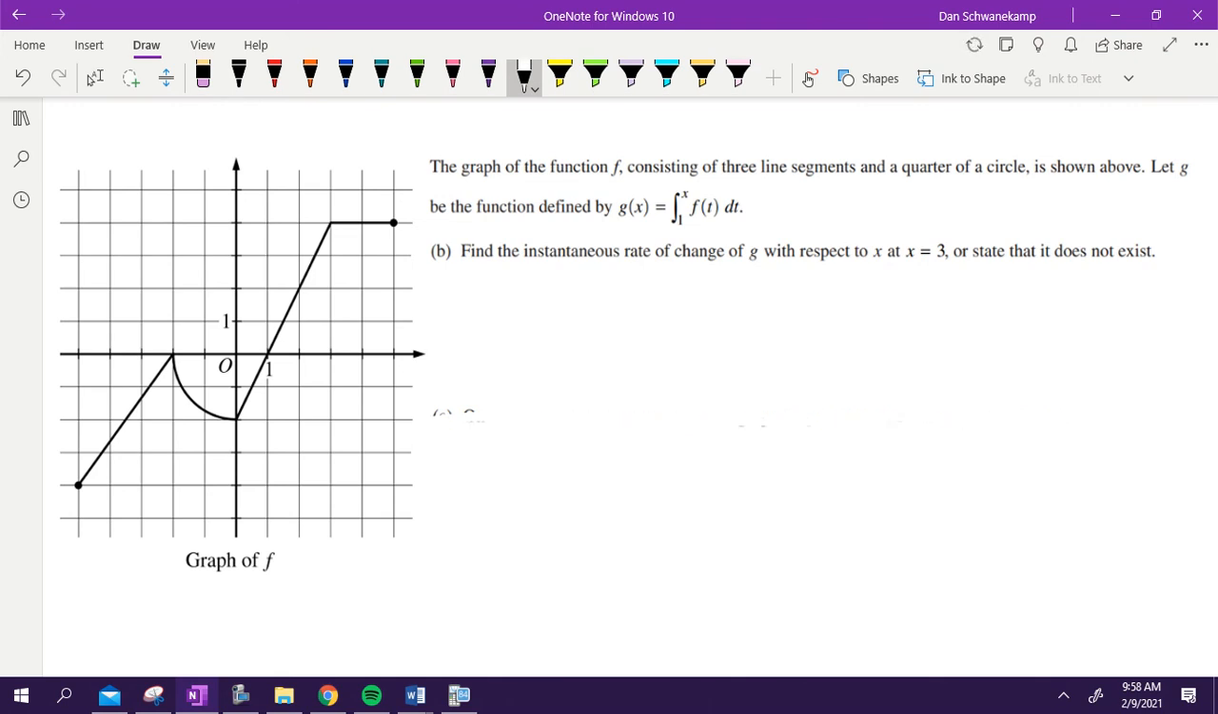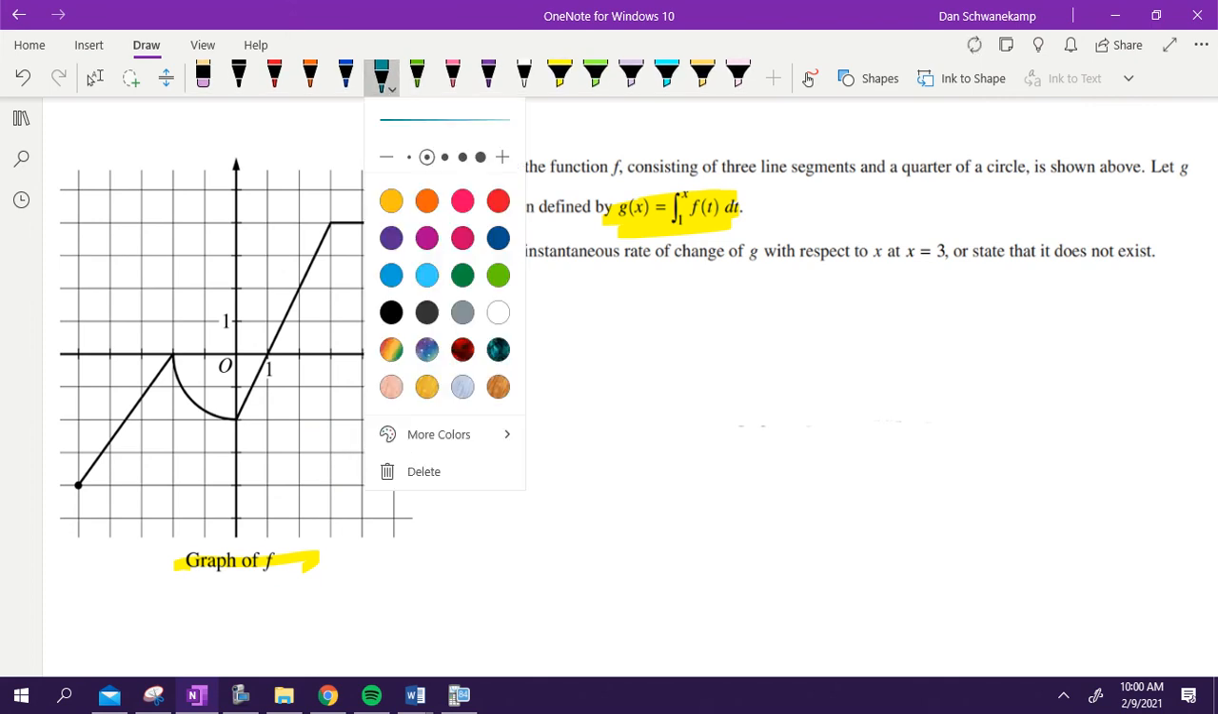See what you can do. Read through it. See what you got. All right. So there's a whole lot of words up there, but here's the key. Here's what you need. G equals the integral of f. This is a graph of f. If g is the antiderivative of f, what else could I call this graph of f? This is a g prime graph. Okay, this is g prime.